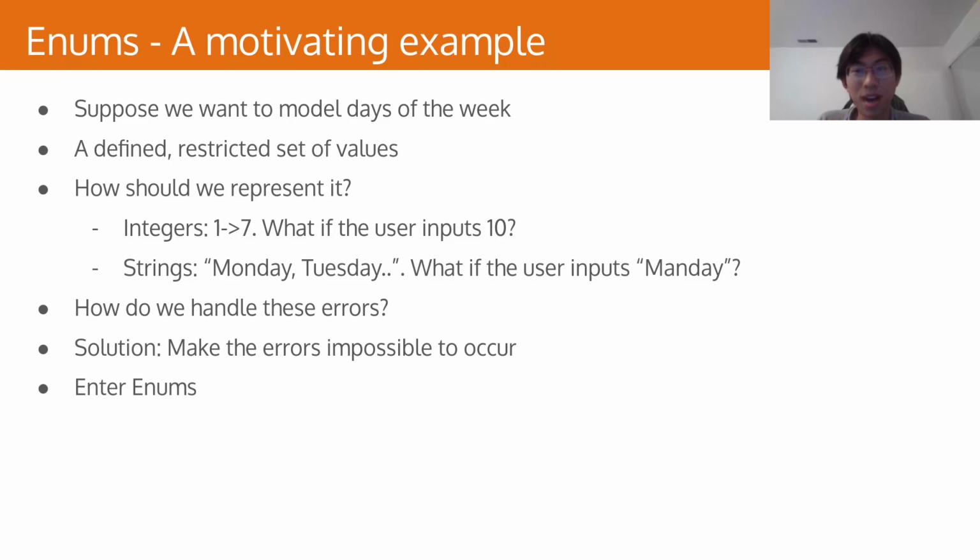So we have a problem: how do we represent this data in our code? Well, one option, let's say we can try and use integers 1 through 7 for the 7 days of the week. But what if the user inputs something outside this range? It would still be successfully represented by our integer, but we wouldn't really have a meaning for it. Similarly, we could try and use strings, but what if the user inputs something that is outside of what we previously defined? The way we handle these errors is we try and make them impossible to occur by using enums.